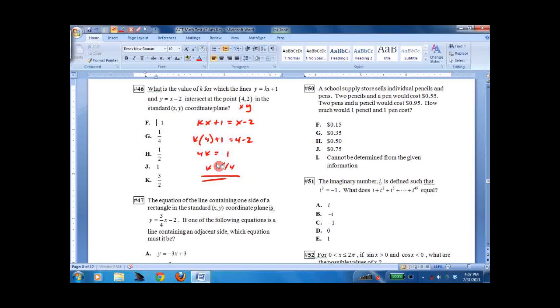This is a good one to check, especially if you're quick with the calculator. Plug that 1/4 back into both equations. Well, into the first equation, put the X in, see if you get 2. Which you do. Pretty straightforward, so works quite nicely.